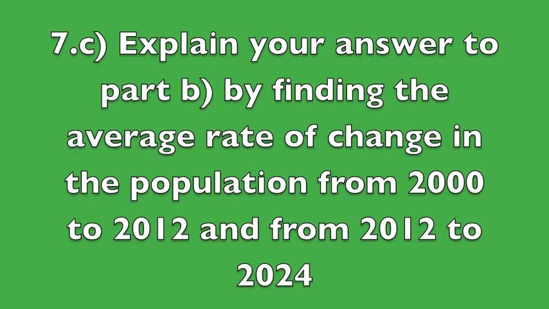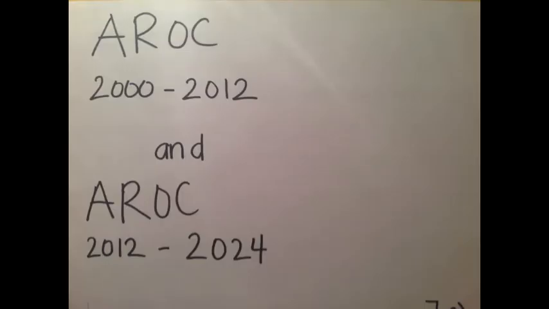7c asks, explain your answer to part B by finding the average rate of change in the population from 2000 to 2012 and from 2012 to 2024. The question 7c is very similar to 7a. You are finding the AROC of 2000 to 2012 and from 2012 to 2024. It's pretty much the same steps as 7a, except with different variables.